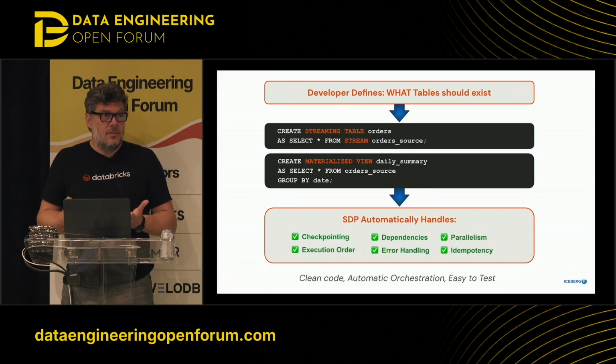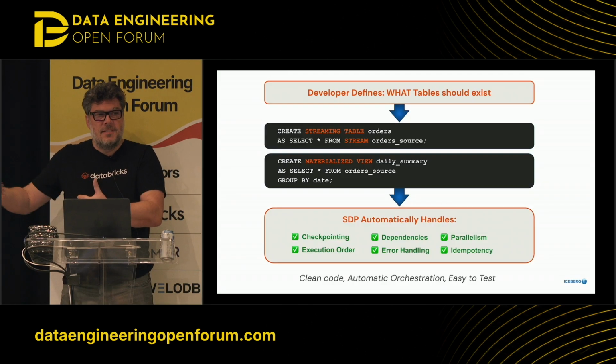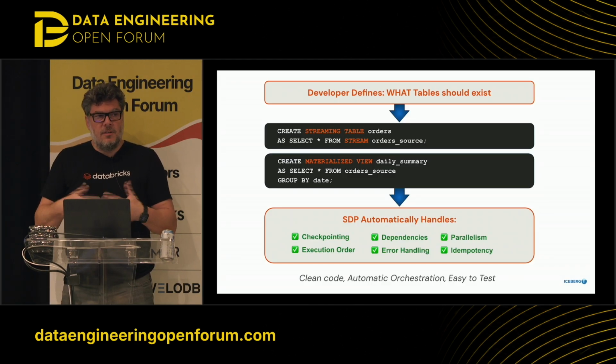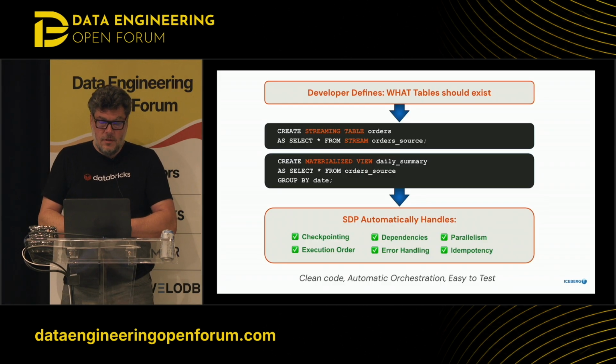If you hand code this, and let's say you have a query that appends data, and your pipeline fails halfway, now you run it again, it's going to append that same data again, right? So managing the state and making sure it's idempotent is a burden. And a declarative framework takes that burden away from you. And what you end up with is cleaner code and automatic orchestration.